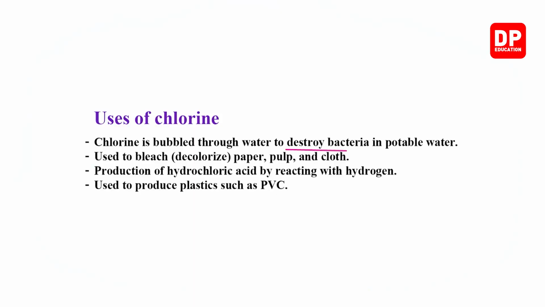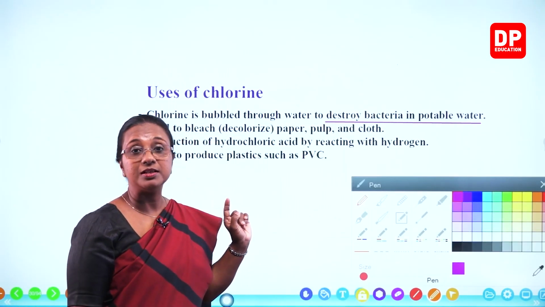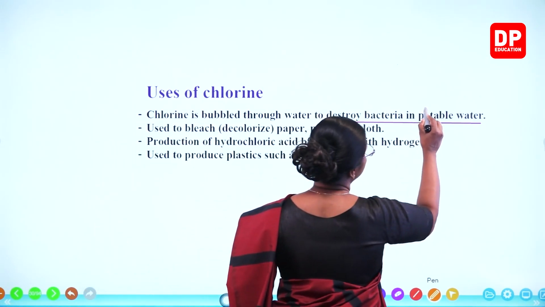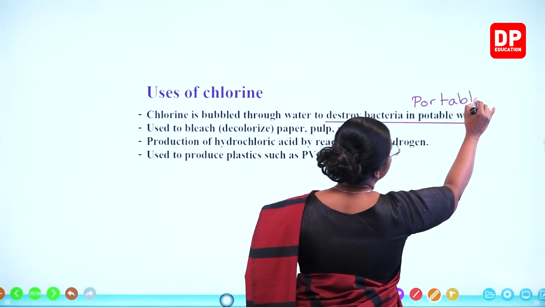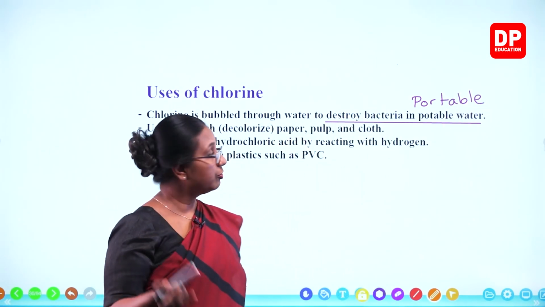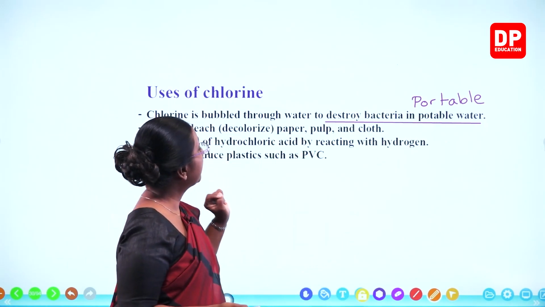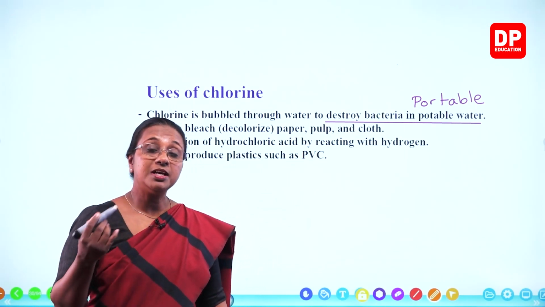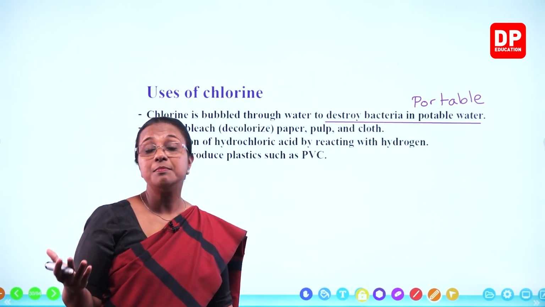So here, to destroy bacteria in potable water, we use chlorine. We bubble chlorine into water to destroy bacteria. And you can remember, students, potable, P-O-R-T-A-B-L-E. There is a printing mistake in the book also, so it should be P-O-R-T-A-B-L-E. Chlorine is bubbled through water to destroy bacteria in potable water. Because of the nature of chlorine gas, it can destroy bacteria.